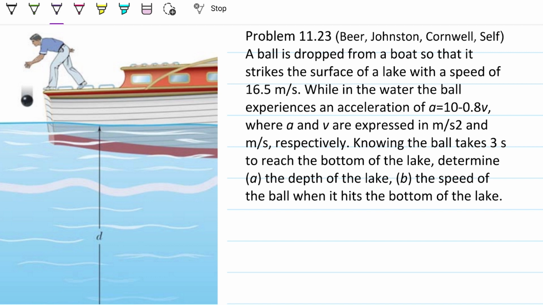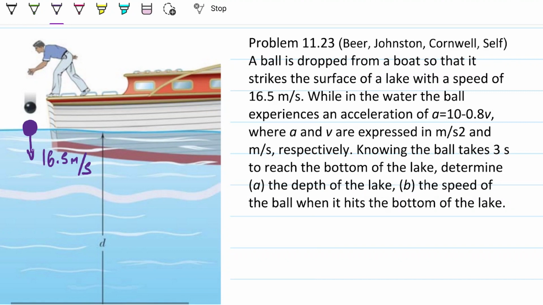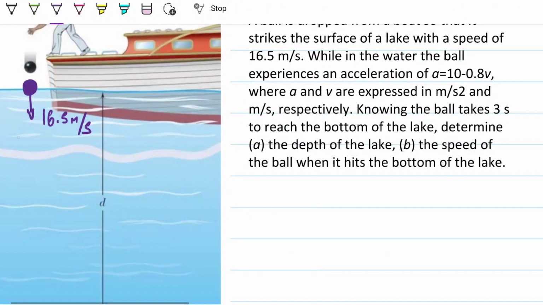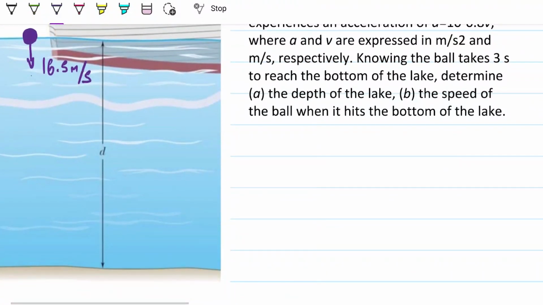All right, so what's going on here? This lovely gentleman here is dropping a ball. When he has it in his hands, the velocity is 0. It's stationary. Then he drops it, and it acquires velocity all the way until it hits the surface of the water. And we know that exactly at this point here, we have a velocity of 16.5 meters per second. Now, what's going to happen from this point onwards? It's going to continue to go down the lake, all the way until it hits the bottom of the lake. What do we know about this?